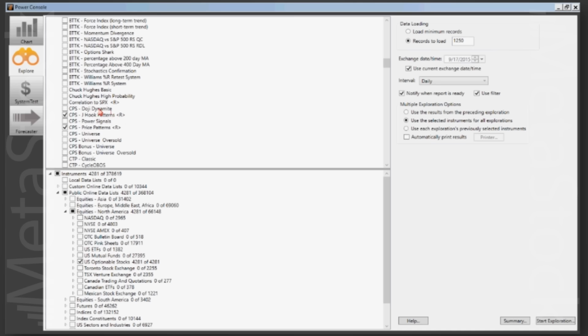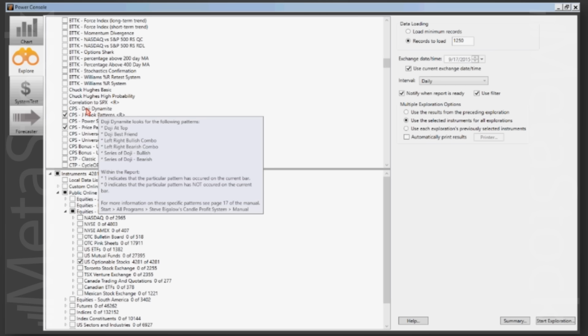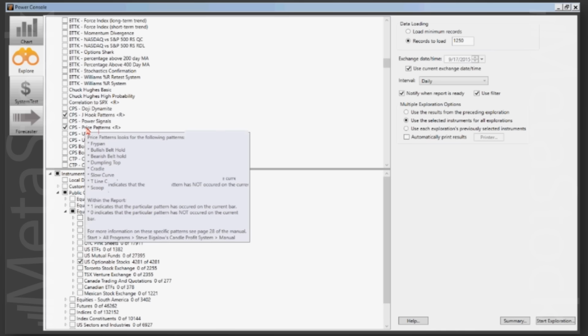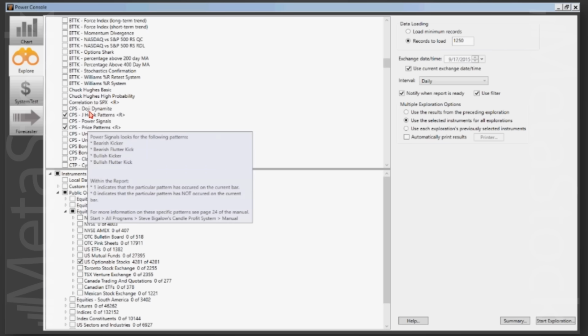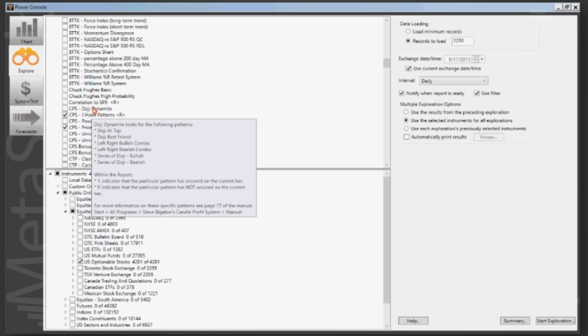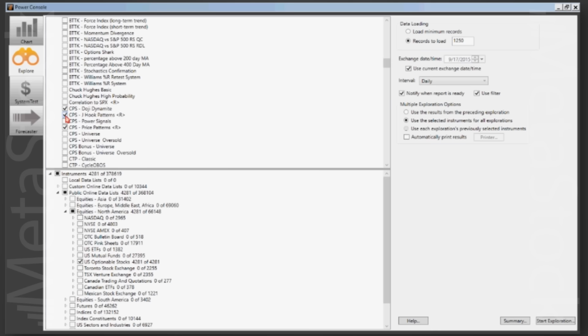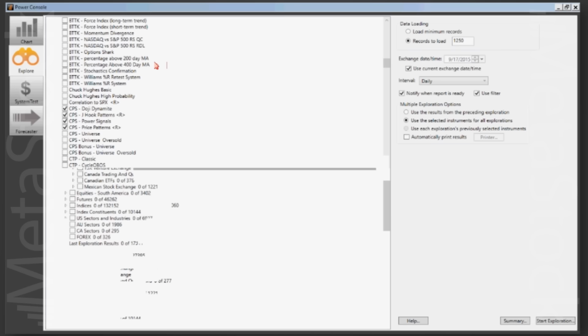Okay, the ones that we really want to focus on, we've broken up into categories. So there's a Doji Dynamite pattern, there's a Jhook pattern, there's a price pattern, and there's the power signals. And if you hover over these, it's going to tell you basically this particular scan is looking for the Doji at the top, the Doji best friend, left-right bullish combos, left-right bearish combos. And we can run these all. You can easily just come in here and right-click on this and run all of the explorations at one time if you want. And then once you've made your selections here, you're going to come down to the instrument list.